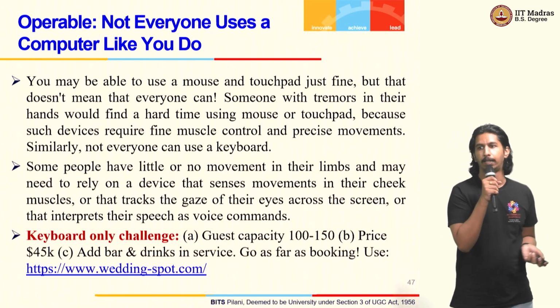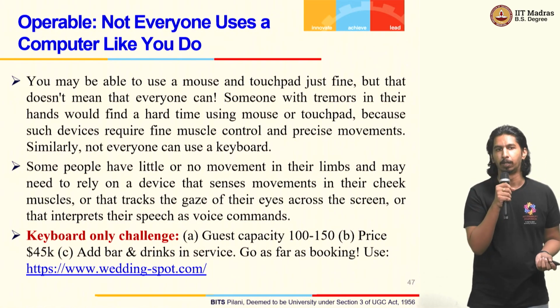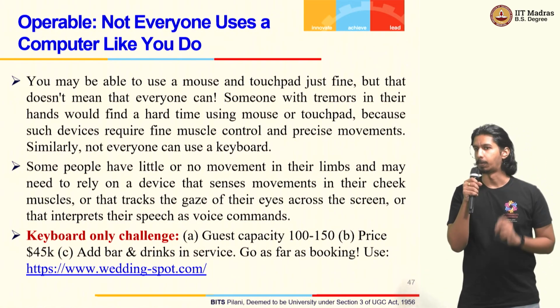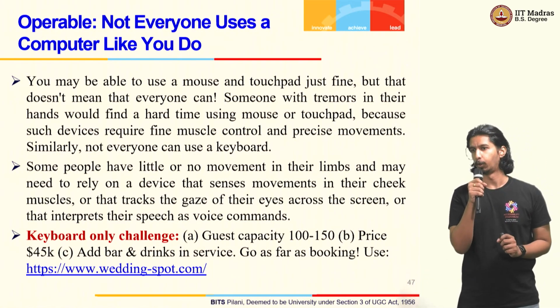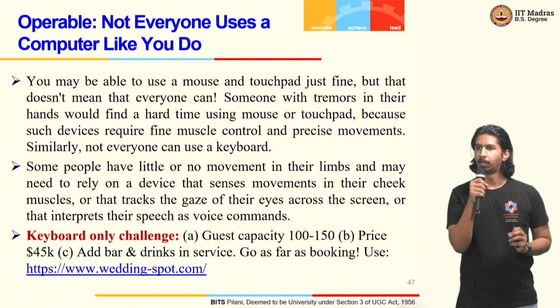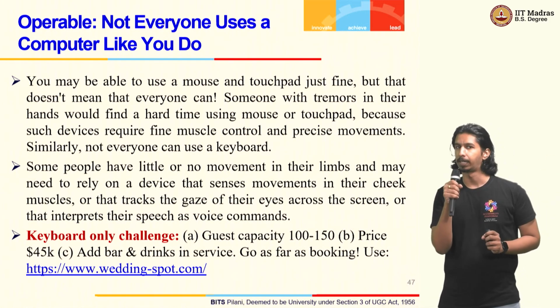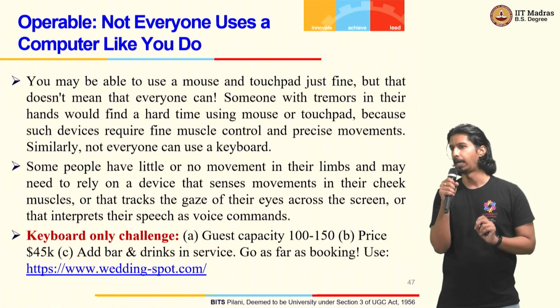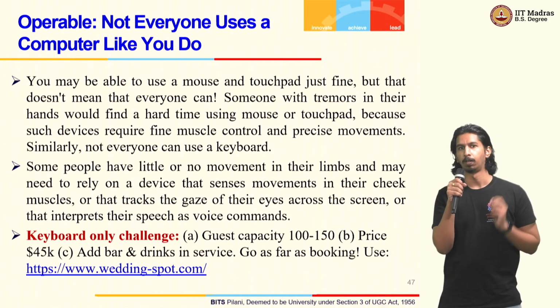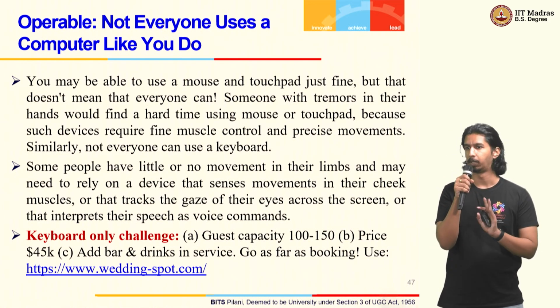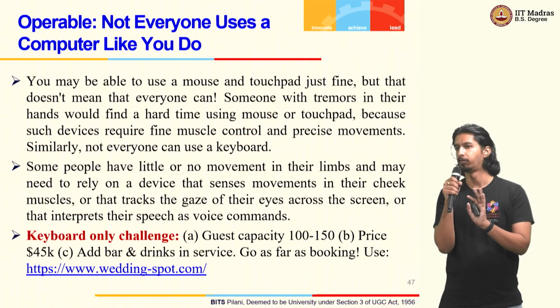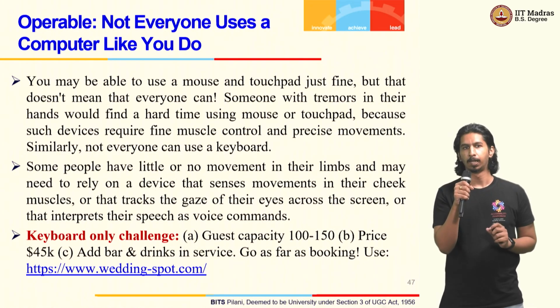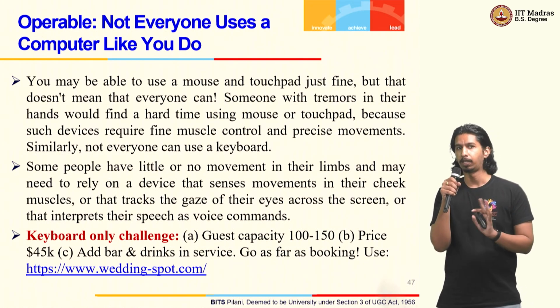So I'll give you a quick challenge. Any of you who is willing, you can join me. There's this small website. It is a wedding spot booking. There's a lot of halls available, and you have to book for a guest capacity of 100 to 150 people. You are expecting 100 to 150 people for a marriage. You want to book a marriage hall in the budget of around $45,000. And you can also add other services.